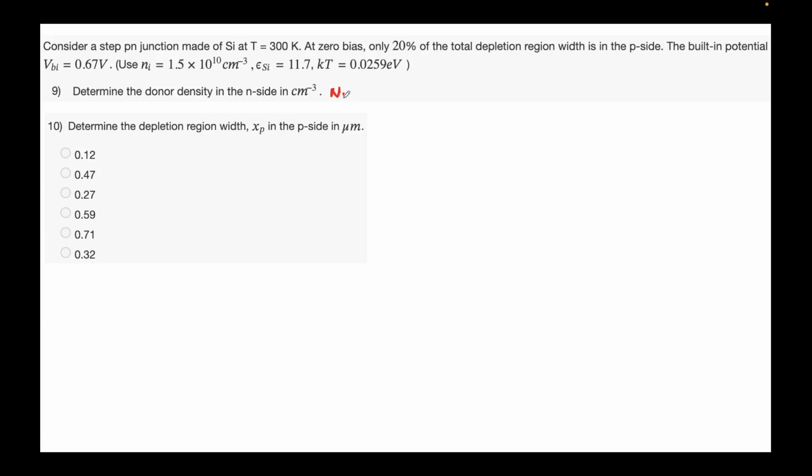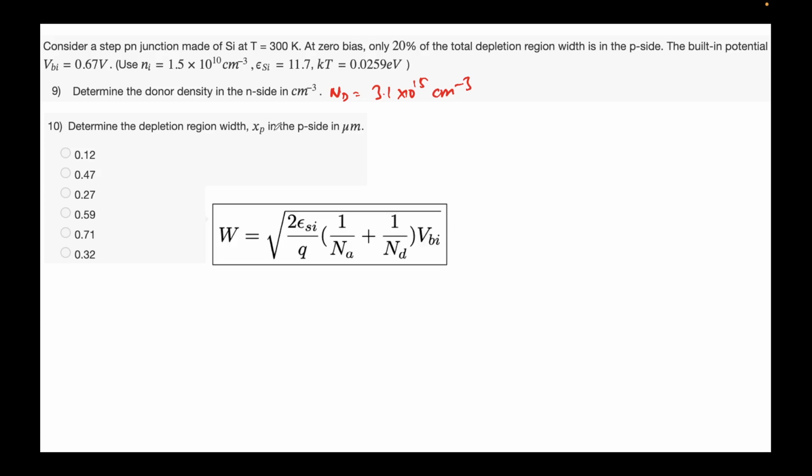So remember, here we found Nd was 3.1 into 10 to the power 15 cm minus 3. Right, the next problem in this set asks us to find the depletion region on the p side. So let's first find the total depletion width, and we know that xp is 0.2 times W, right? So if we find W, we just take 20% of it and we'll be fine, right? So now let's just write all that.